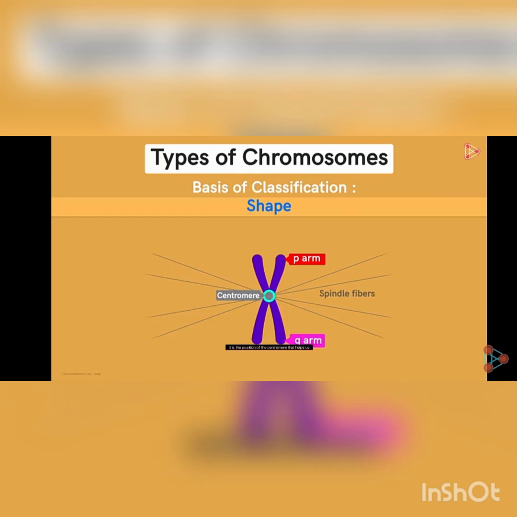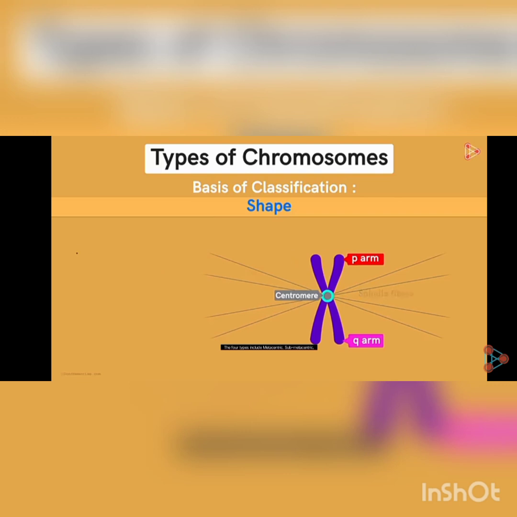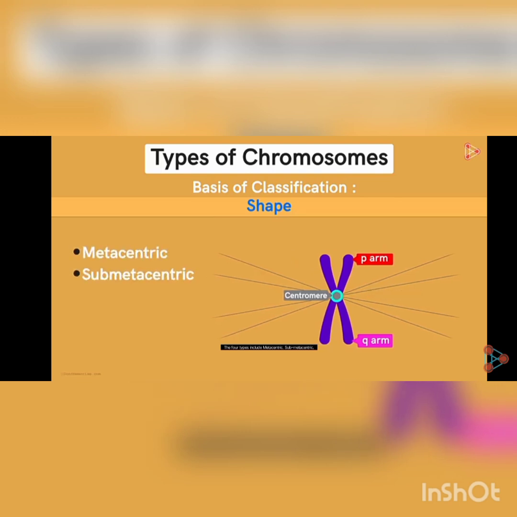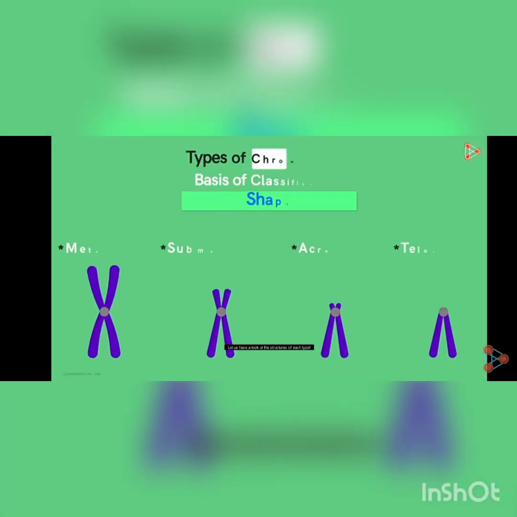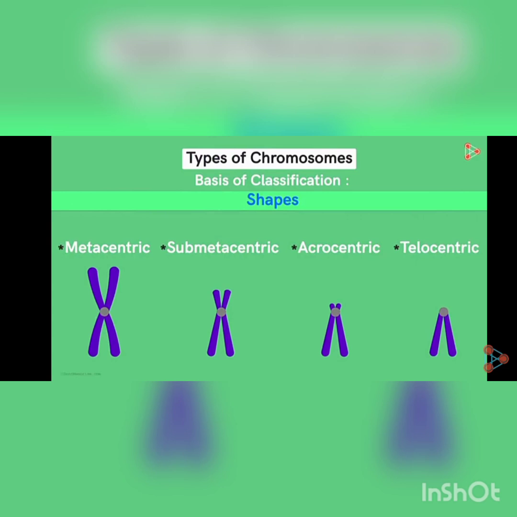It's the position of the centromere that helps us categorize the chromosomes into 4 types. The 4 types include metacentric, submetacentric, acrocentric, and telocentric chromosomes. Let's have a look at the structures of each type. Aren't these simple to understand?